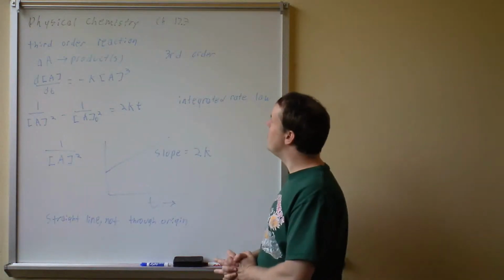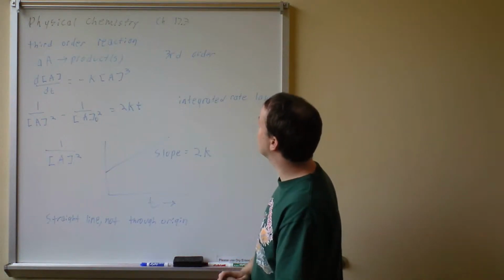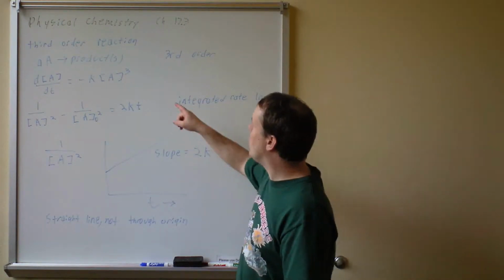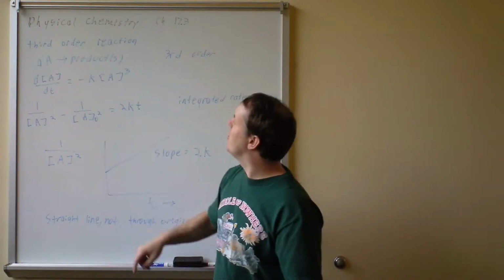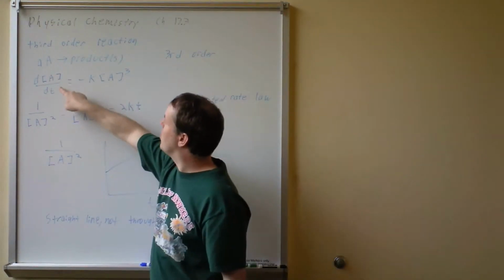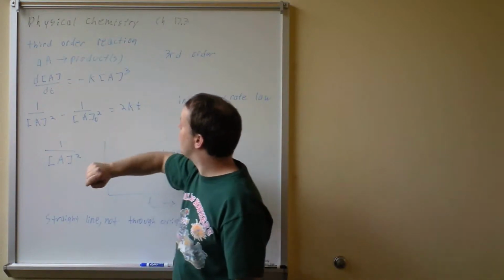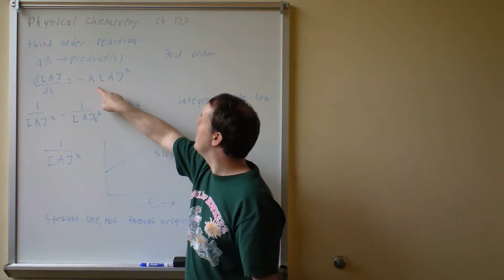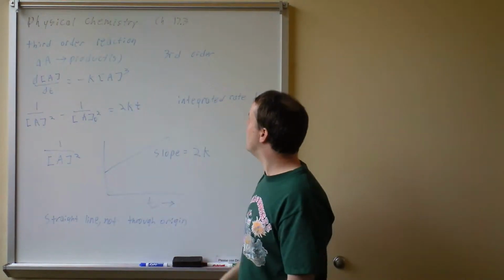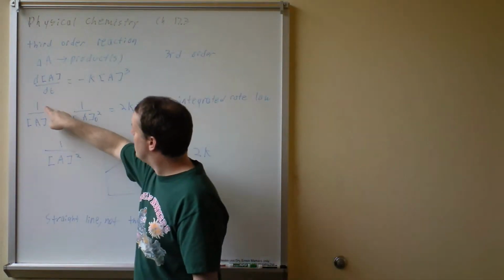This is physical chemistry, chapter 17, section 3 still. Now we're talking about a third order reaction. So we're only going to do the type where you have substance A going to product or products. So if it's third order, the derivative of the concentration of A with respect to time is equal to minus a constant times the concentration of A cubed. If you integrate that, it's really easy, so I skipped it.